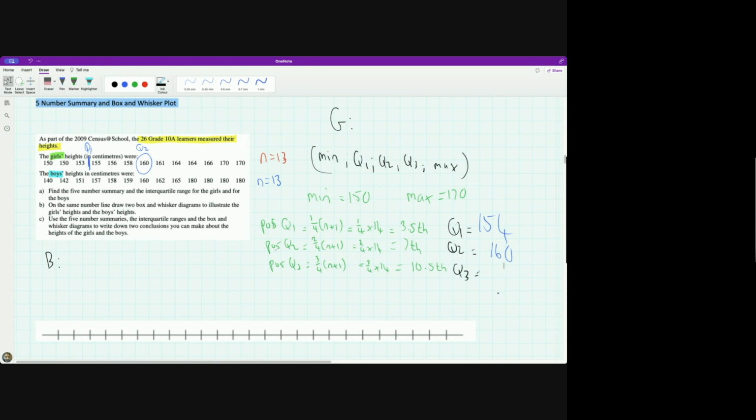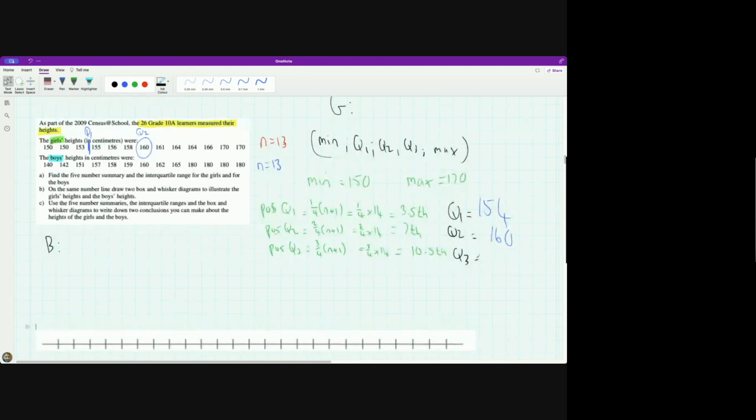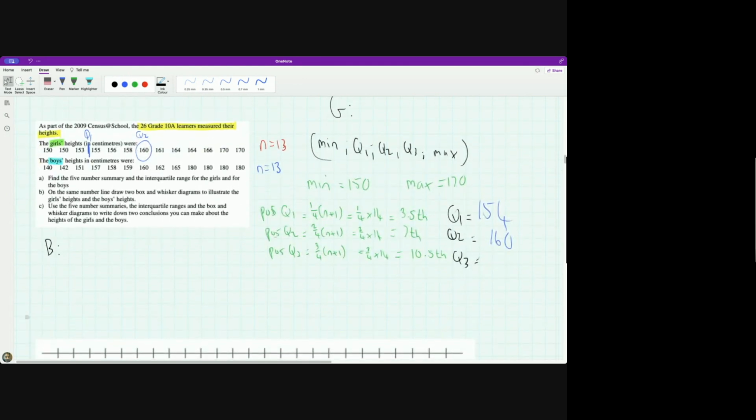What are you guys and girls getting for Q3 for girls? 2, 3, 4, 5, 6, 7, 8, 9, 10, 11, and it has to be between, so it would be 165.